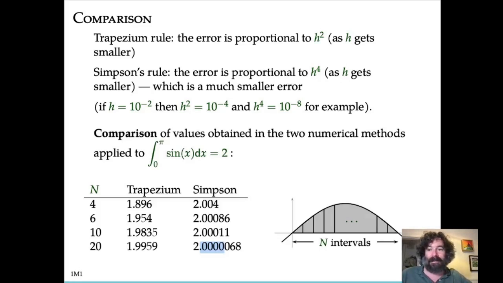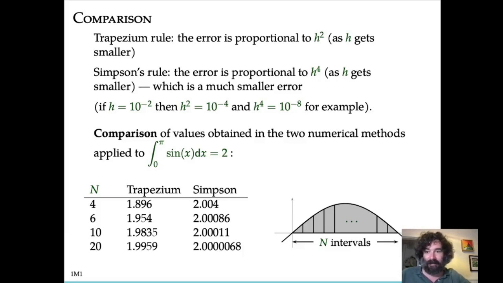Now let's look at an example comparing the error in the Simpson's and Trapezium rule when we use it to approximate the definite integral of sine of x from 0 to pi. Of course, we know the exact value of that integral, it's 2, but the point here is that we can see how accurate the approximations are. Since we know the exact value, we can see exactly what the size of the error is.